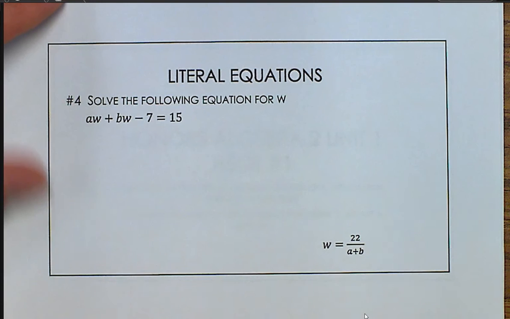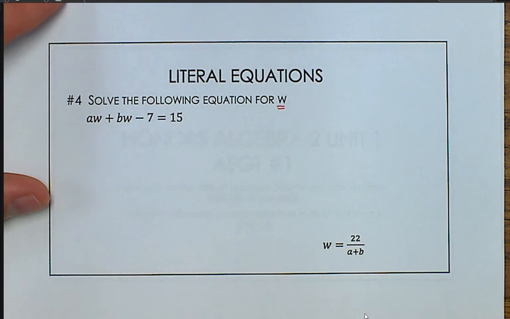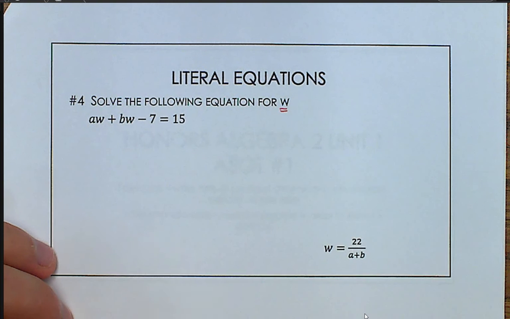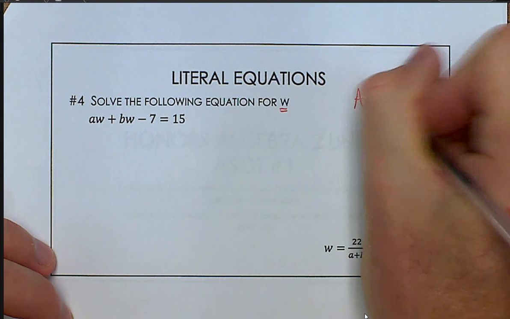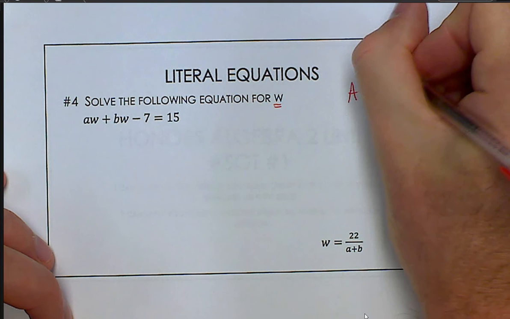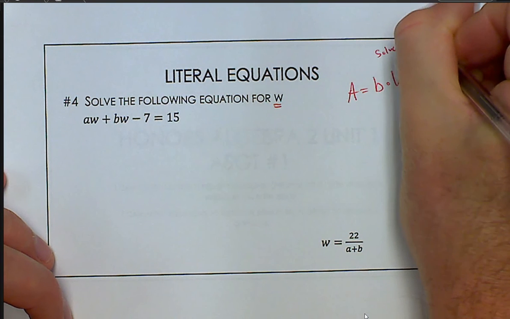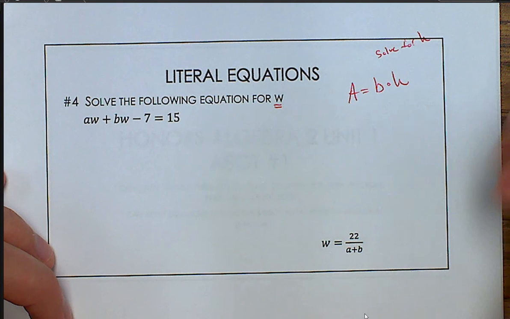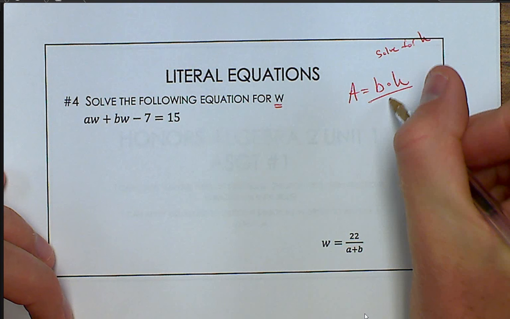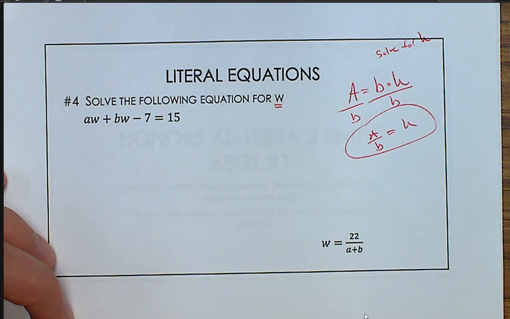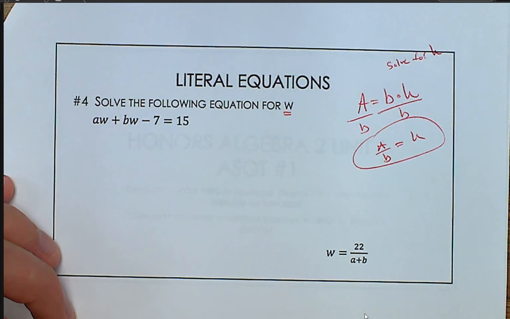So here we're solving for W, okay? These can be tough. You see a lot of these, if you have like area equals base times height, right? If you remember from your geometry days, and I said, okay, solve for h. How would we solve for h? In other words, how would we get h by itself? Well, we'd do opposite operations, right? B times h, so we would divide both sides by b, and I'd get a over b equals h, and now I've solved for h. Literal equations is what we used to call them.